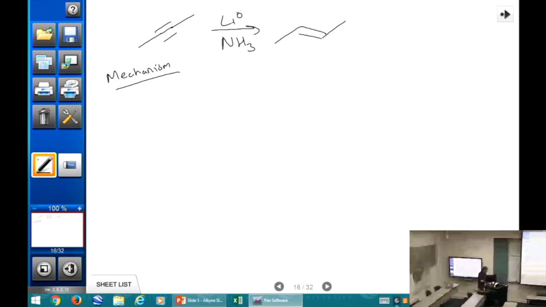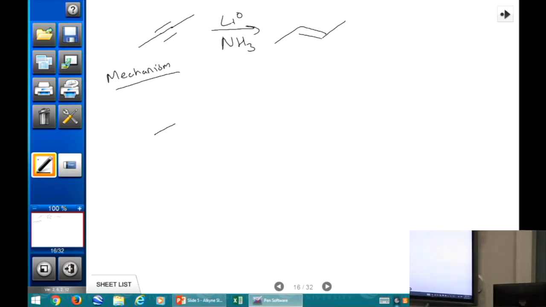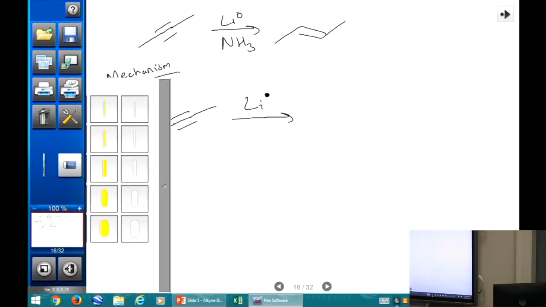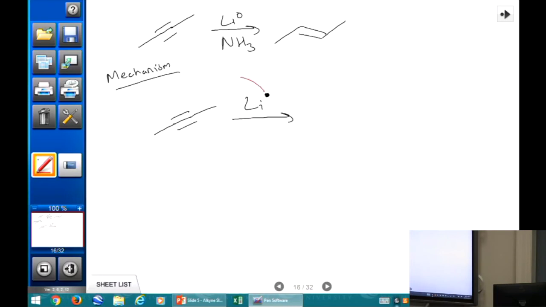So let's do a simple one here. Just kind of run this one back. All right, so our mechanism. When you have sodium in ammonia or lithium in ammonia, you end up getting electrons off of your lithium or your sodium, and you make a lithium radical. So we're going to have our radical attack our alkyne, and then one electron from our alkyne comes over, and the other electron goes over to the other side. So we're going to have one electron come over, meet the lithium electron, make a bond, and the other radical come over to make a carbon radical.